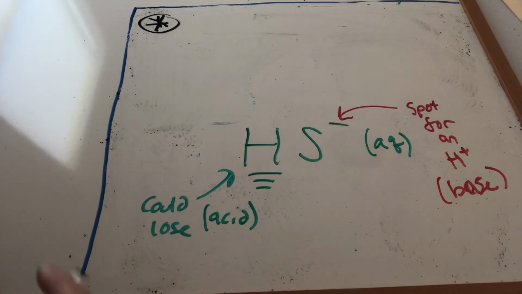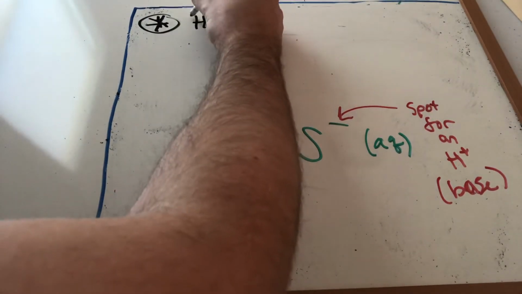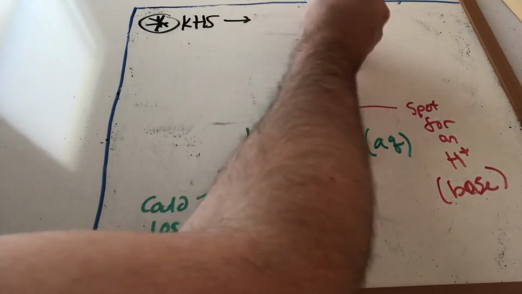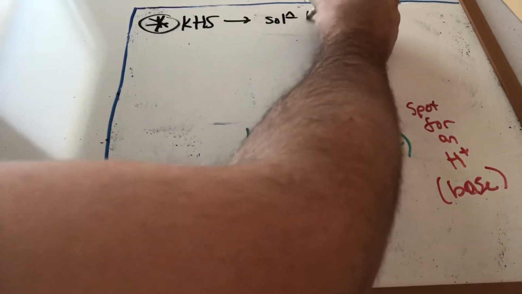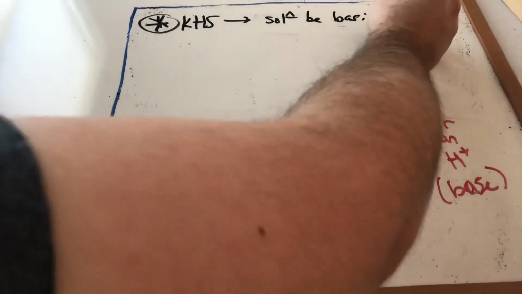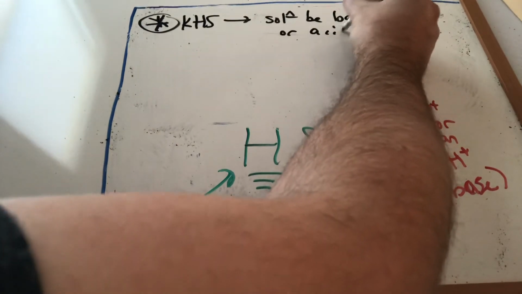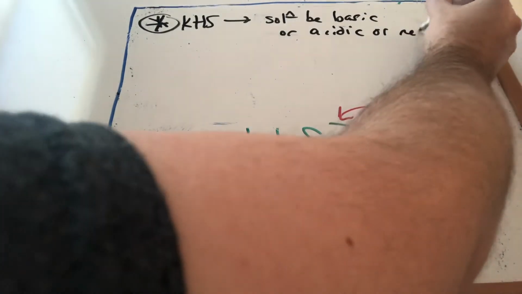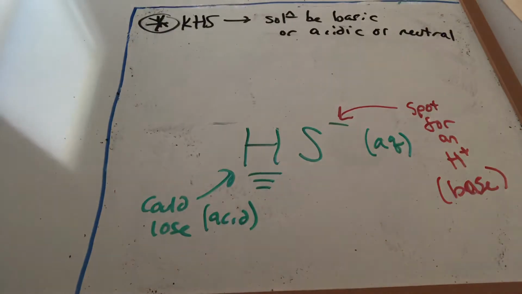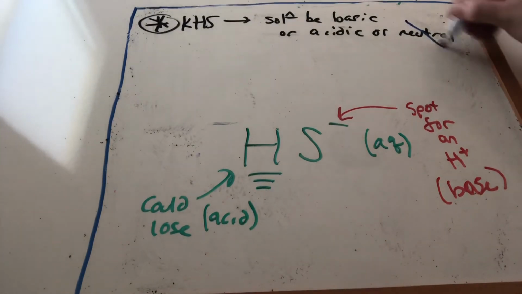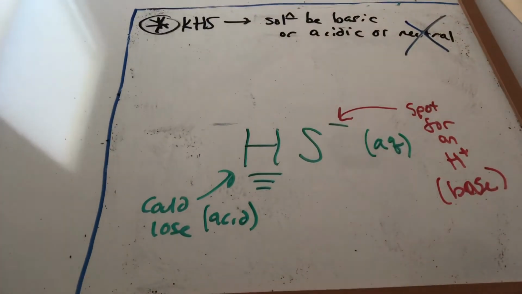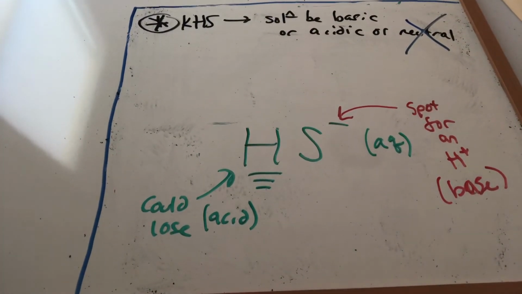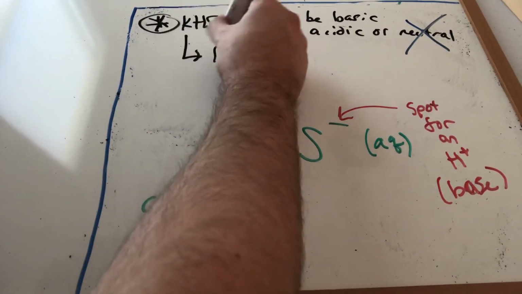So for this solution with our KHS example, what we want to know is, will the solution be basic or acidic or neutral? Now we already know it won't be neutral because we do have this thing that's either going to be acidic or basic. So now we have to decide acidic or basic. We do a Ka versus Kb check.